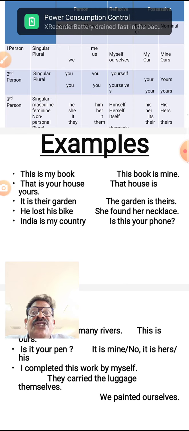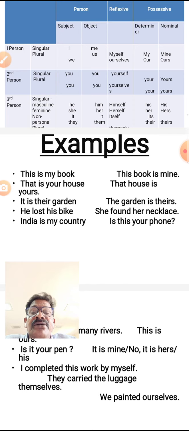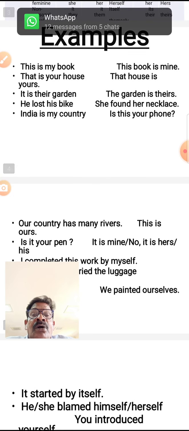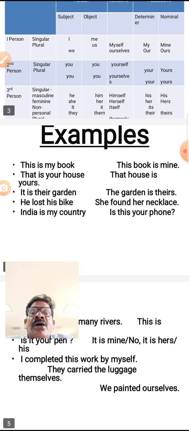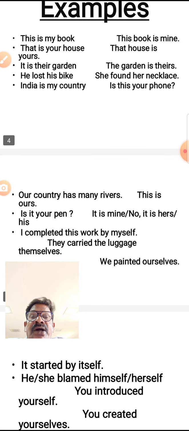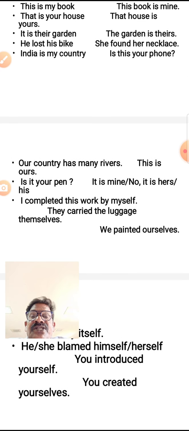Then the next sentence is, is this your phone? Like that. So these examples will help you in order to find out which is what you call reflexive pronoun and possessive pronoun. And now another examples.